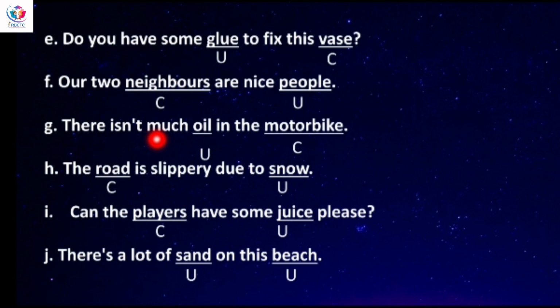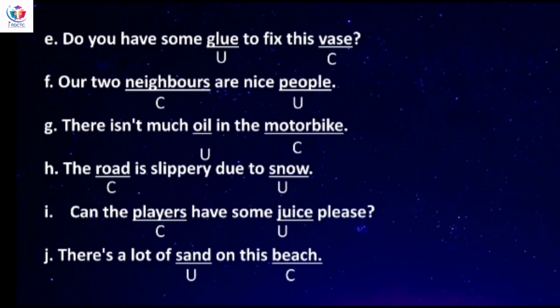There is not much oil in the motorbike. We cannot count the oil, but we can count the motorbike. So oil is uncountable and motorbike is a countable noun. The road is slippery due to snow. We can count the road, but cannot count the snow. So road is the countable noun and snow is the uncountable noun. Can the players have some juice, please? We can count the players. So the word players is a countable noun and the word juice is an uncountable noun.